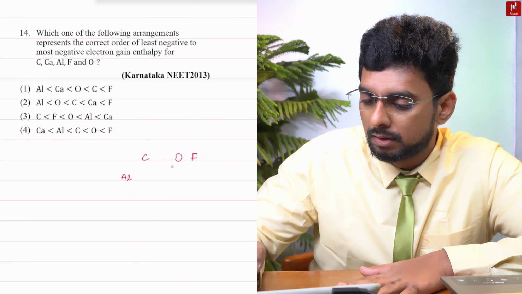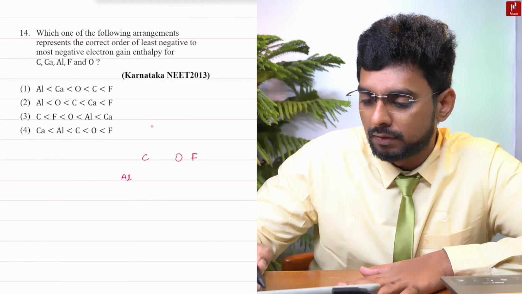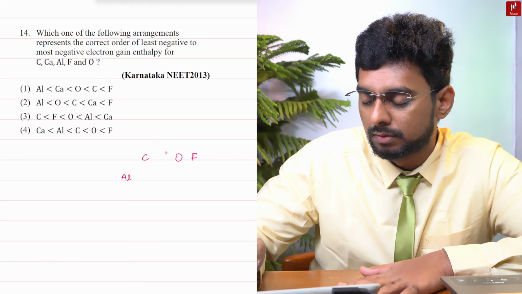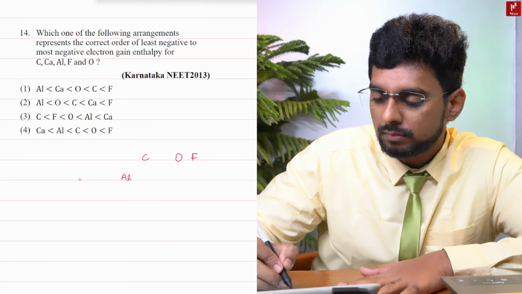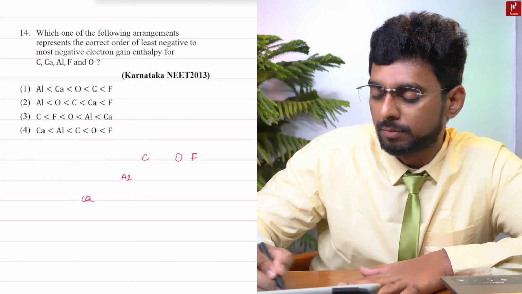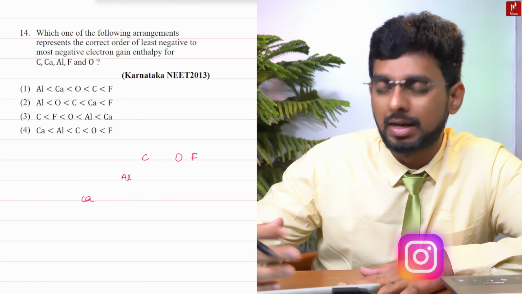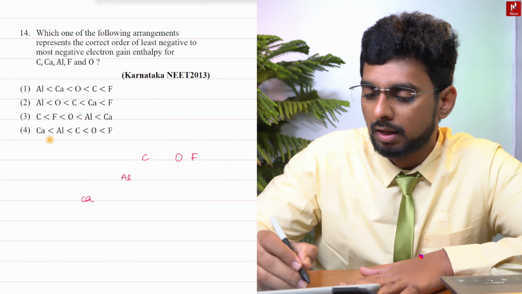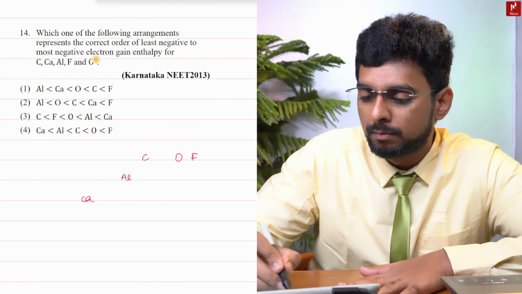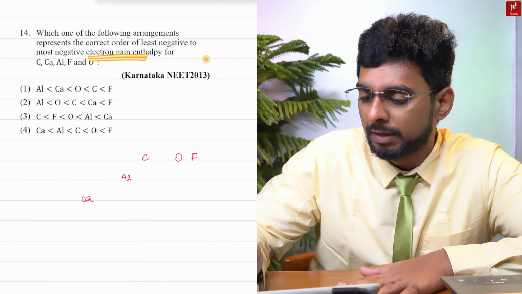Then finally you should have got the calcium. So sodium, magnesium, and then potassium, calcium. So calcium should be over here, right? So just get the arrangement based on the periodic table. Fine. So once you get this arrangement, I'll be able to get the electron gain enthalpy.